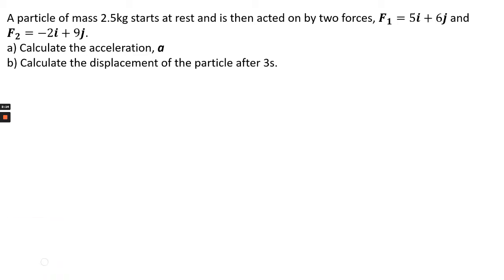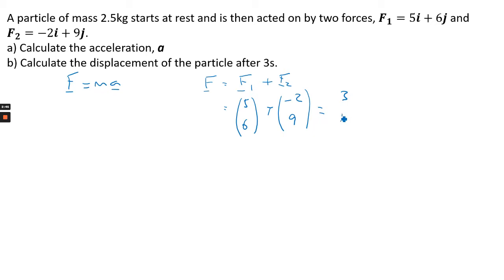Now, this question will rely on 1 key bit of knowledge from the second sheet, which is that if we want to find the acceleration a, we're going to use F equals ma, but we need to remember that our resultant force F is the sum of the forces acting on a body. So it's going to be the sum of F1 and F2. Now I will work in column vectors, so I'm going to have (5, 6) plus (-2, 9), which will give me a resultant force of (3, 15).